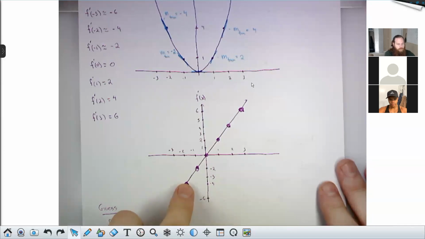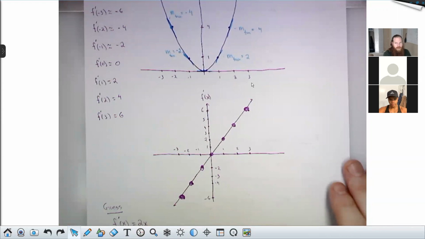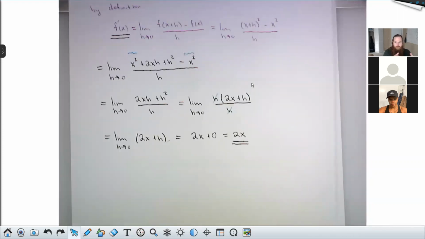The slope of the tangent line here is 2. The slope of the tangent line here is 2. The slope of the tangent line everywhere here is 2. So it's not true that this is an idempotent operator. That's the name for an operator that when you do it twice takes you back to the original. But there is a way to go back. There is a way to undo this process.